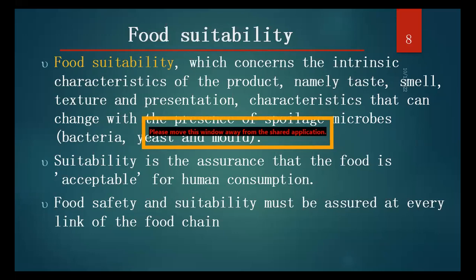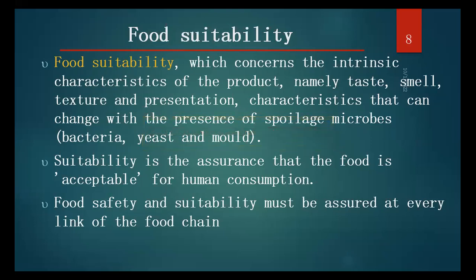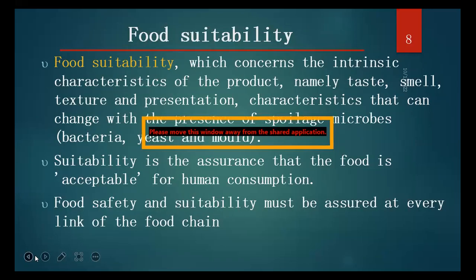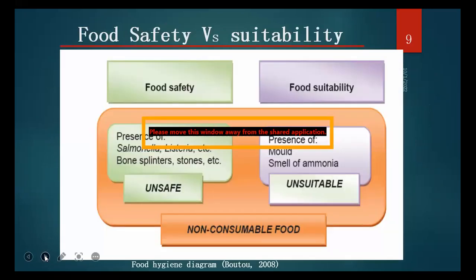Food safety and suitability must be assured at every link of the food chain. So we must ensure that food is free from any form of contamination, but also remains suitable. Appearance affects the likelihood that this food will be consumed.